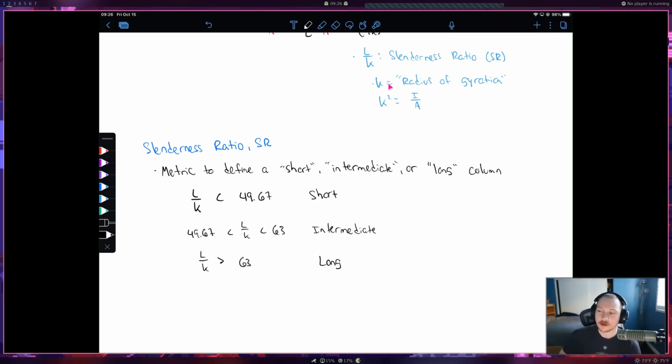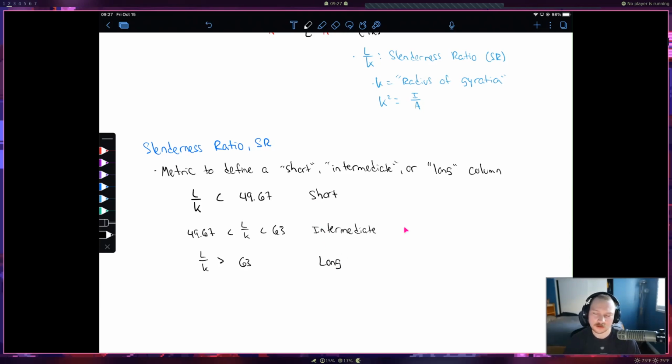So for the lab, we have a variety of columns from, I think, 1 inch to 12 inches. So we're not just going to look at the length and say whether it's short or long. We actually have to solve for this. We're going to solve for k, like Kevin was talking about, where k equals the square root of I divided by A. So we can calculate that. Then we know the length as well, so we solve for the length divided by k, and that'll tell us if it's short, intermediate, or long.